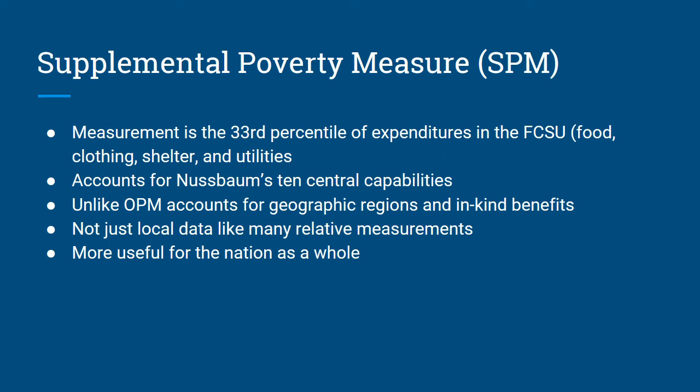In our opinion, the most useful quasi-relative measurement is the SPM. The SPM, or the Supplemental Poverty Measurement, is the 33rd percentile of expenditures from the FCSU. The FCSU stands for Food, Clothing, Shelter, and Utilities. We find the FCSU expenditure to account for the 10 central capabilities that Nussbaum lists that we previously outlined. This measurement, unlike absolute measurements, like the OPM, accounts for geographic regions and in-kind benefits. Unlike many relative measurements, it is not based on just local data, making it more comparable and useful for the nation as a whole.